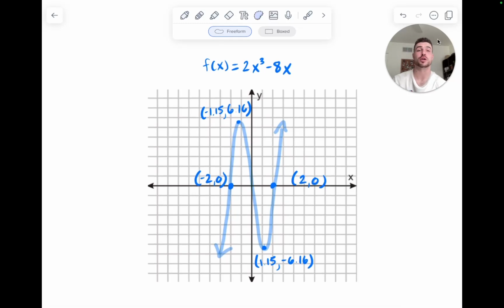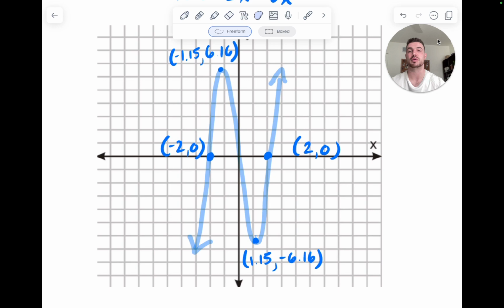Today we are going to be talking about even, odd, and neither functions. Essentially, it's another way for us to describe polynomial functions. It's another characteristic that we can take a look at. So the first function we're going to look at is f of x equals 2x to the third minus 8x. Here's the graph, and I plotted a couple key points.